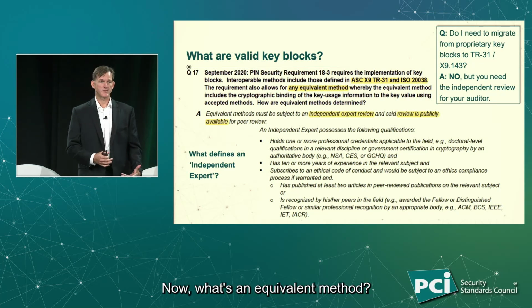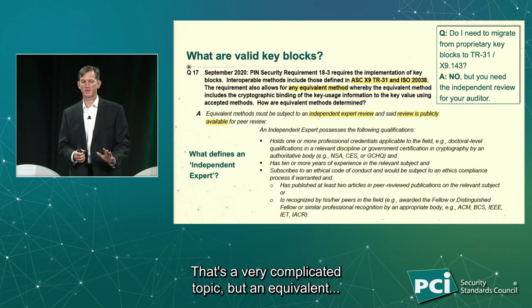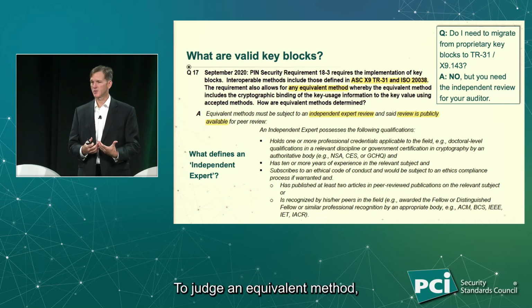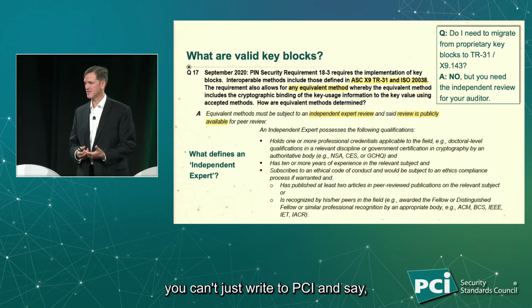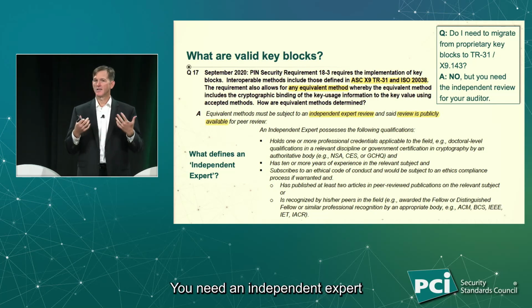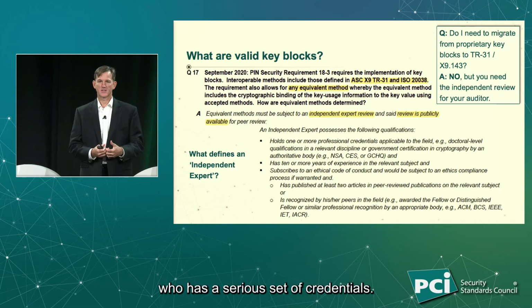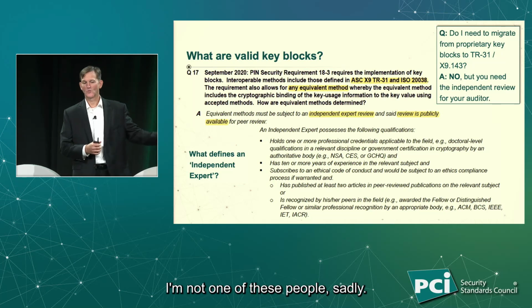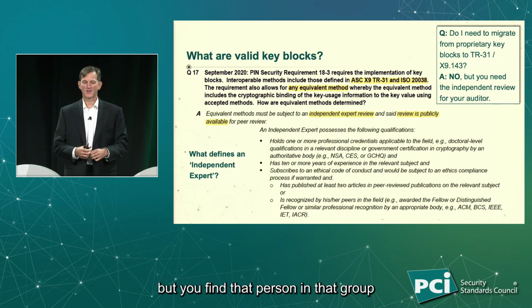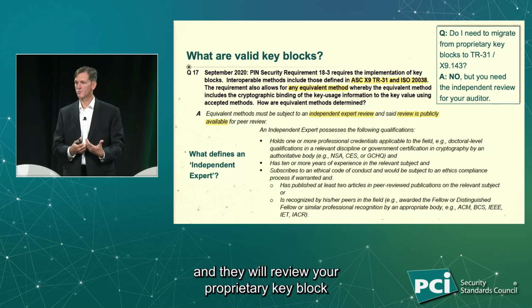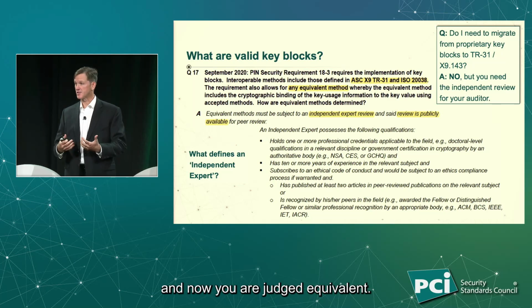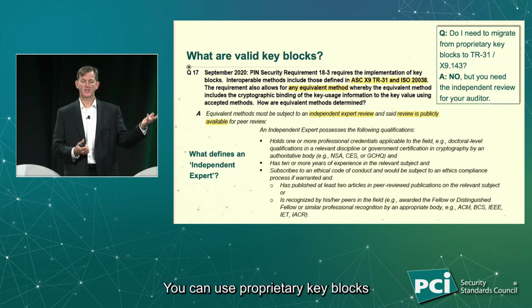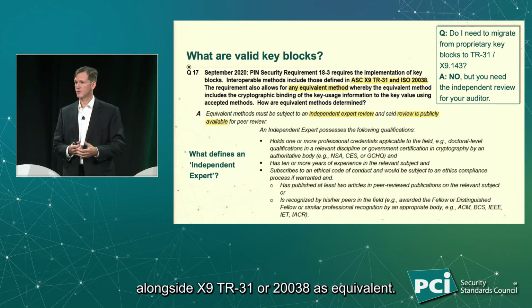Now, what's an equivalent method? That's a very complicated topic. But to judge an equivalent method, you can't just write to PCI and say, I say it's equivalent, right? You need an independent expert who has a serious set of credentials. There's not very many of these in the world. I'm not one of these people, sadly. It's a very special group of people, but you find that person in that group, and they will review your proprietary key block, and now you are judged equivalent. This is fine. You can use proprietary key blocks alongside X9 TR-31 or 20038 as equivalent.